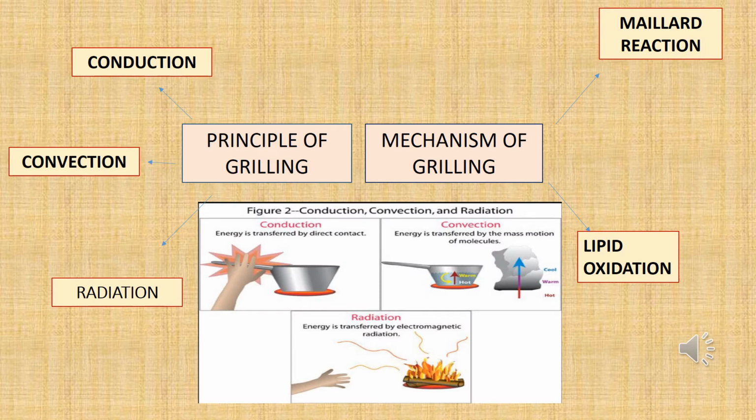So, next we move to the principles and mechanisms of grilling meat. There are three principles of grilling, which are conduction, convection, and radiation. For conduction, heat is transferred directly by contact with the food. It occurs at the highest temperature and creates a searing effect. The best example of conduction is infrared grilling, and usually it occurs at the grilling surface.